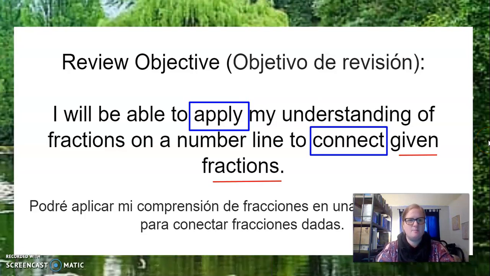Okay, so our objective for math today will be, I will be able to apply my understanding of fractions on a number line to connect given fractions. So basically, by the end of this lesson, I will be giving you fractions and a blank number line, and you're going to be able to figure out where exactly it goes on the number line.